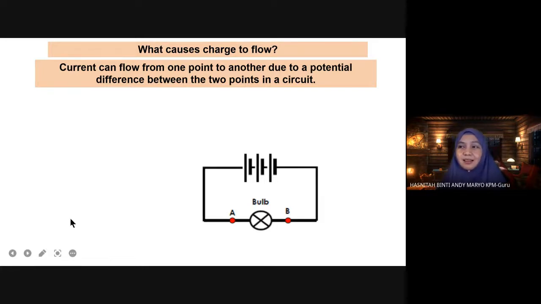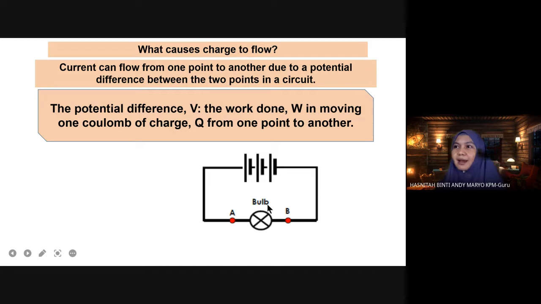So what causes charge to flow? Current can flow from one point to another due to a potential difference between the 2 points in the circuit. So where are our 2 points? A and B, as shown in this diagram. The potential difference V, what is meant by potential difference? It is work done.